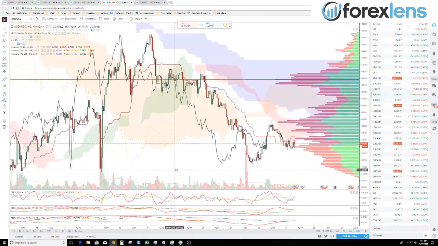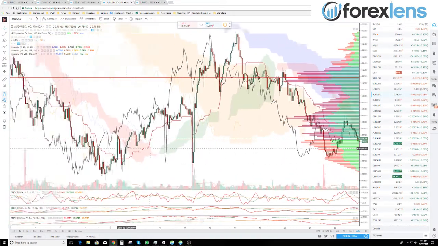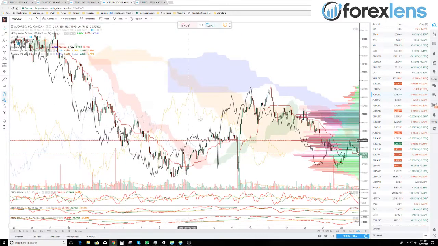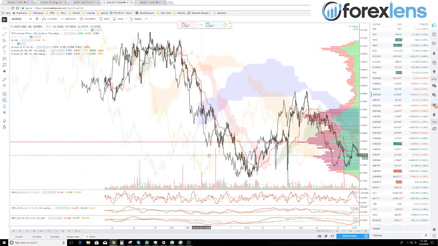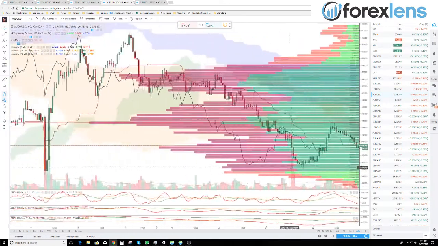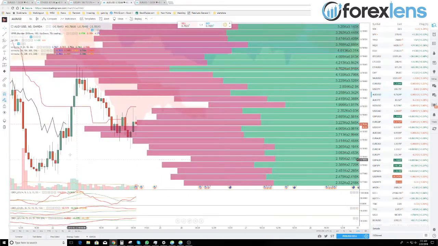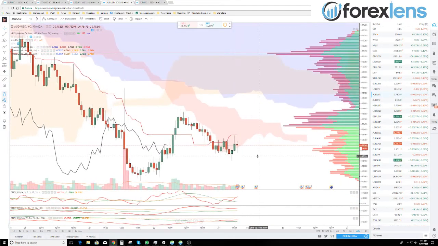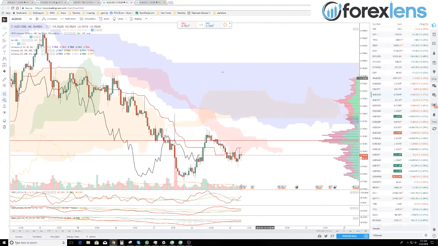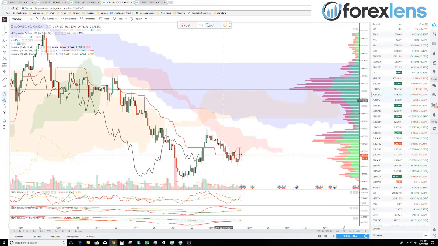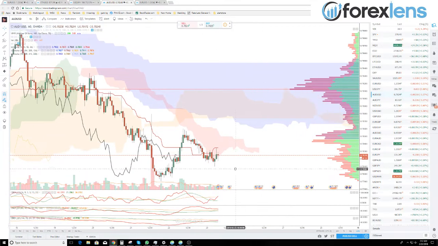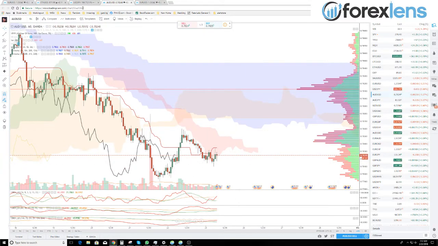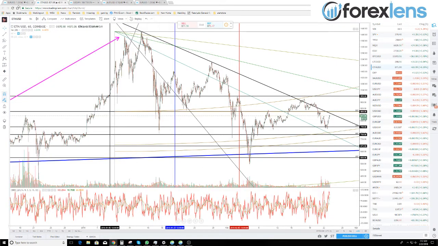And the 8 hour lagging span is also below its 8 hour. All right. So we have a good short bias. We've got all this structure above us that can act as resistance. So having a short bias here is good. And let's look at this from another point of view.